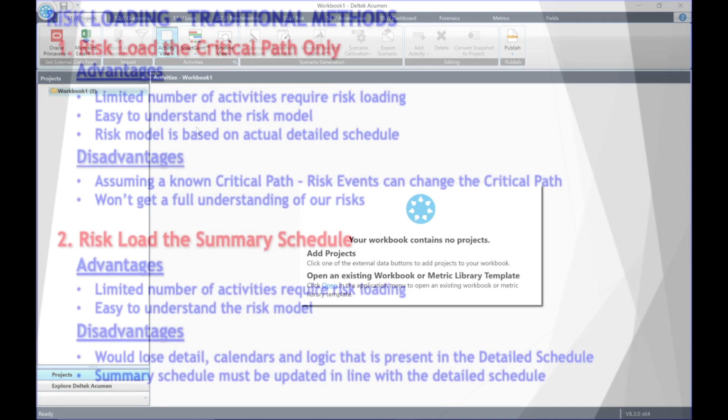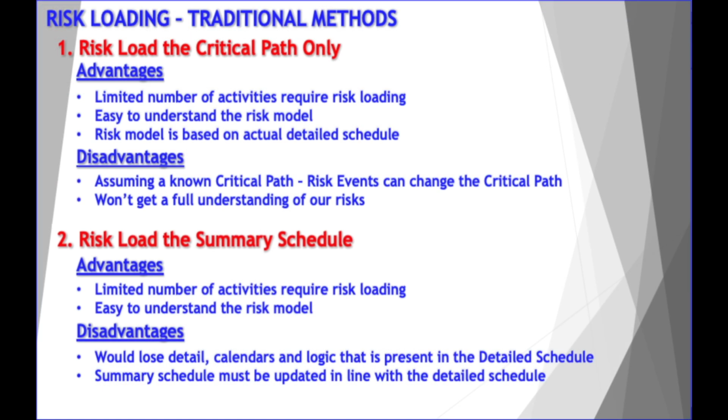Typically, there are 2 traditional methods of developing a risk model: risk loading the critical path only, or risk loading a summary schedule. Both of these methods have advantages and disadvantages for the risk model. Firstly, we have risk loading the critical path only. The advantages would be there are only a limited number of activities that would need to be risk loaded. This would make the model easy to understand by the project team. The risk model would be based on the actual detailed schedule.